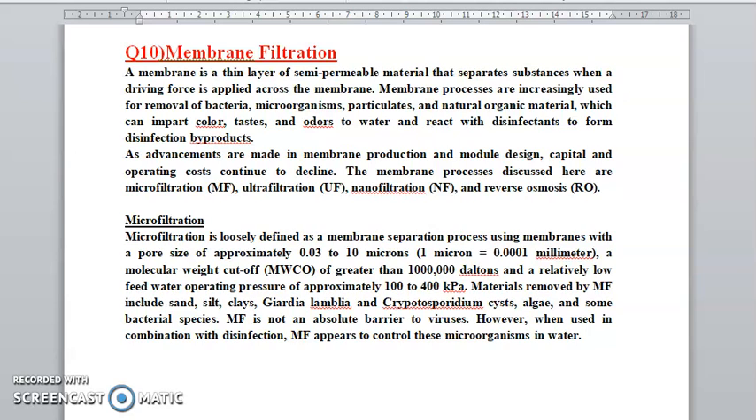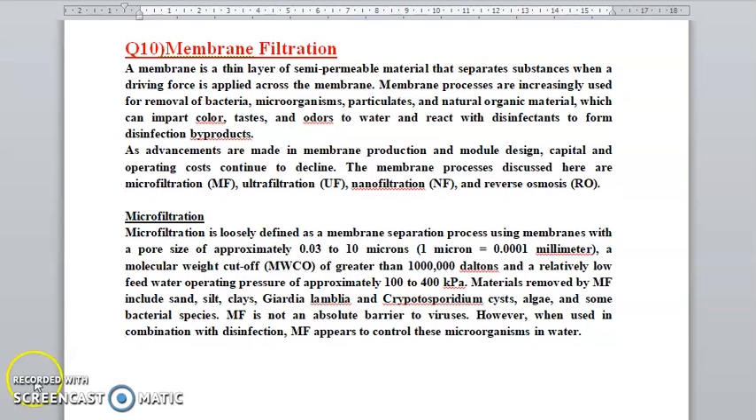The materials removed by microfiltration include sand, silt, clay, Giardia lamblia, Cryptosporidium cysts, algae, and some bacterial species. Okay, microfiltration is not an absolute barrier to viruses. However, when used in combination with disinfection, microfiltration appears to control the microorganisms in water.